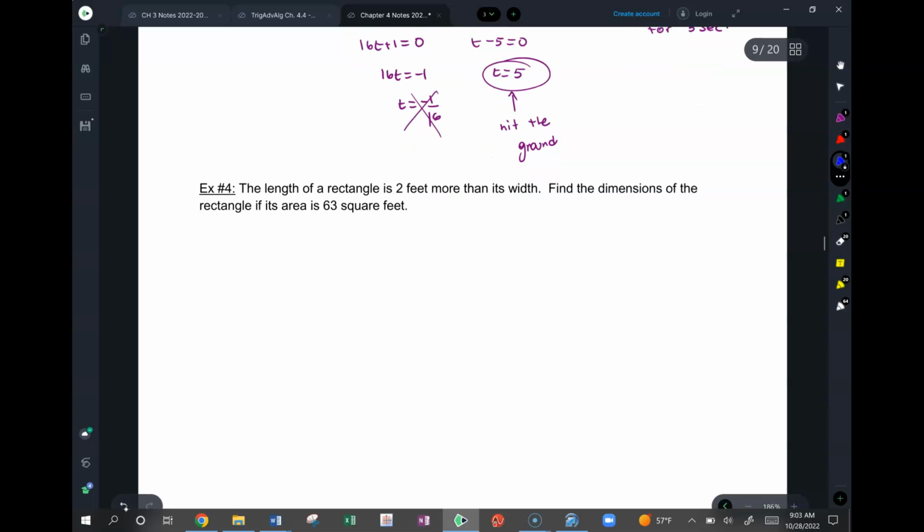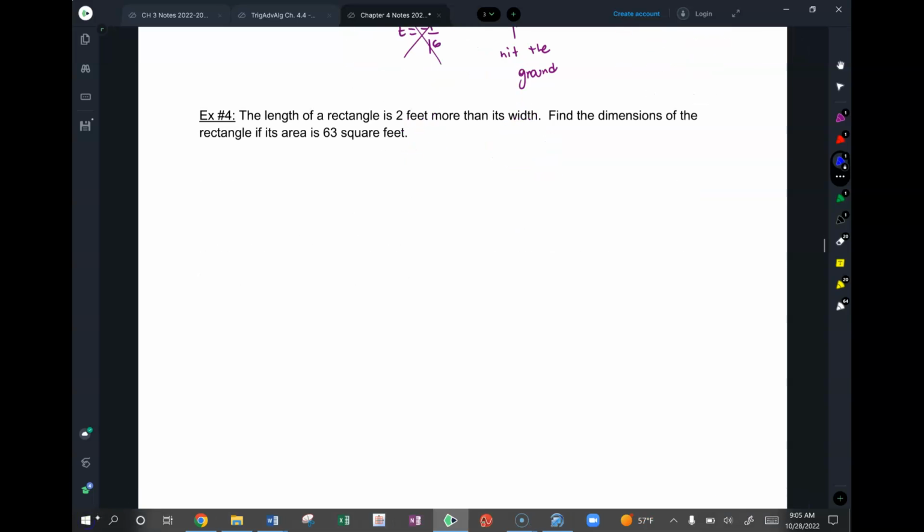What was the negative 1? The length of a rectangle is 2 feet more than its width. Find the dimensions of the rectangle if the area is 63.